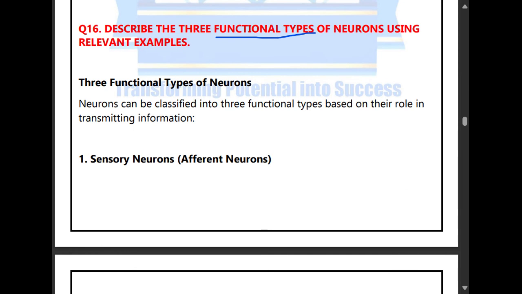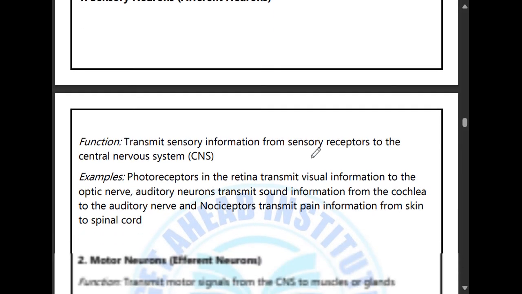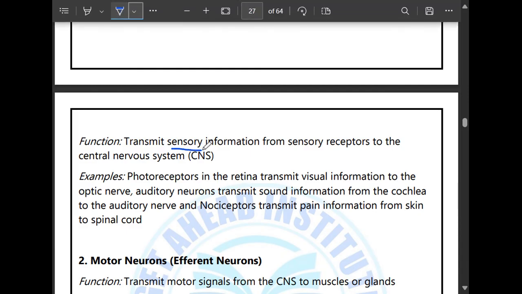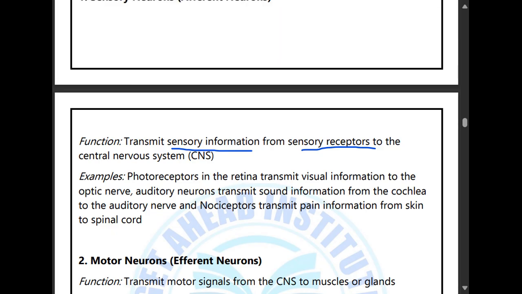Classification based on function, we have what we call sensory neurons. Sensory neurons are also known as afferent neurons. What is the function of sensory neurons? They transmit sensory information from the sensory receptors to the central nervous system.